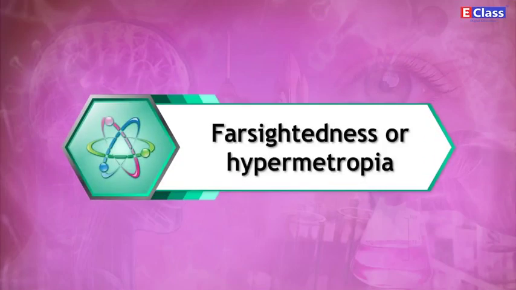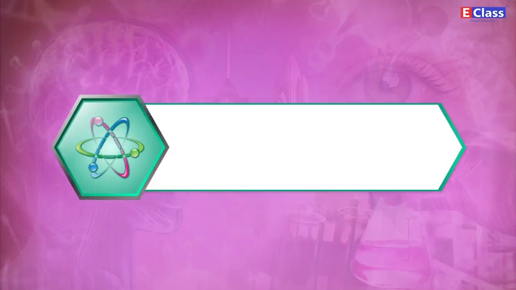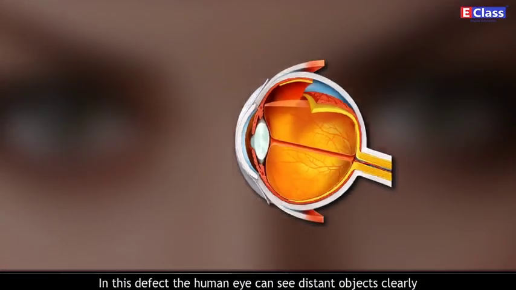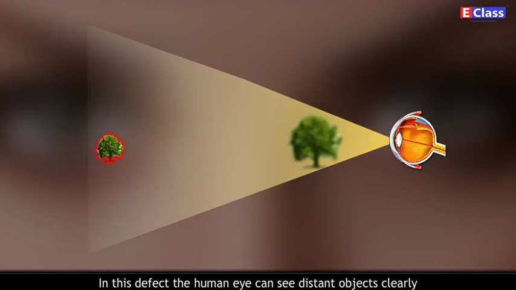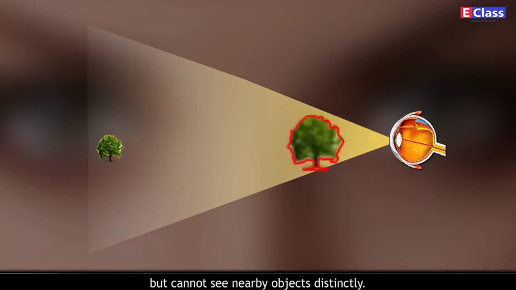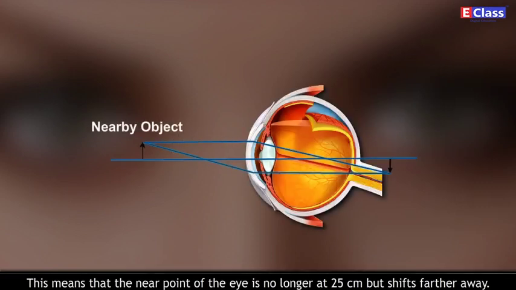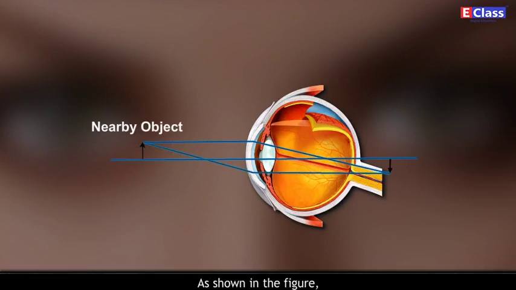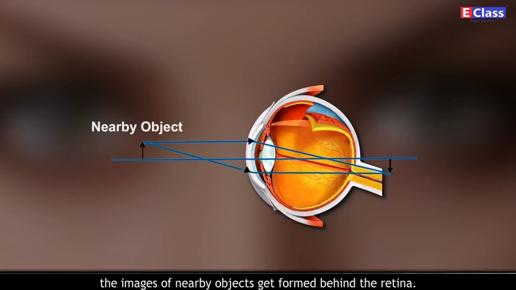Farsightedness or hypermetropia. In this defect, the human eye can see distant objects clearly but cannot see nearby objects distinctly. This means that the near point of the eye is no longer at 25 cm but shifts farther away. As shown in the figure, the images of nearby objects get formed behind the retina.